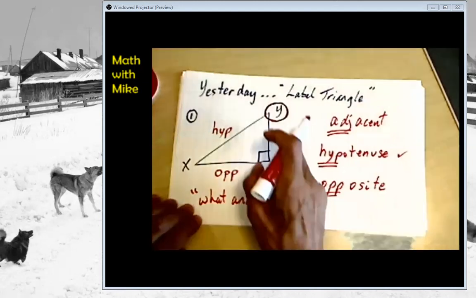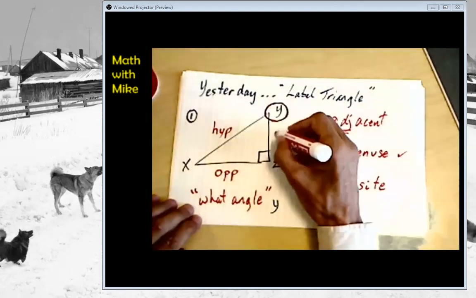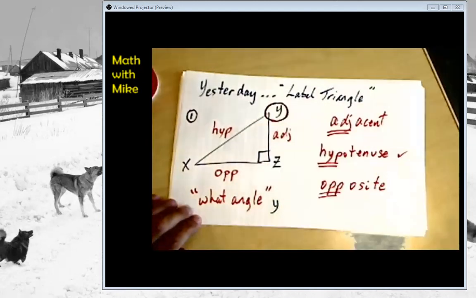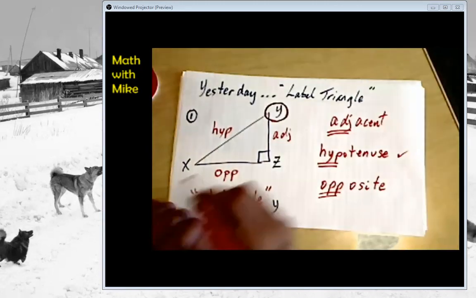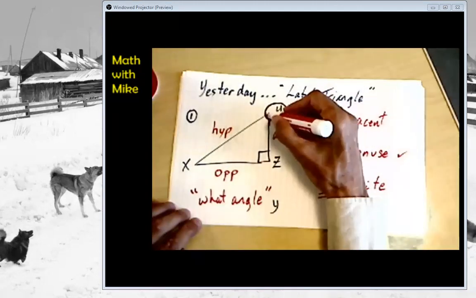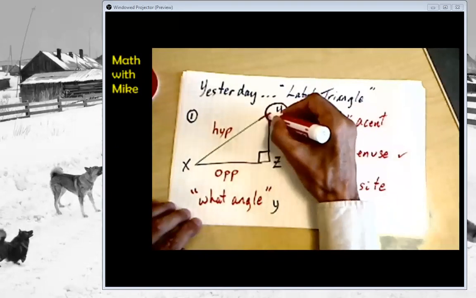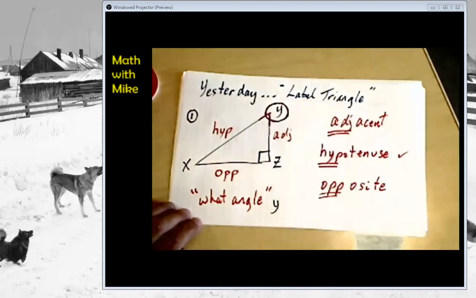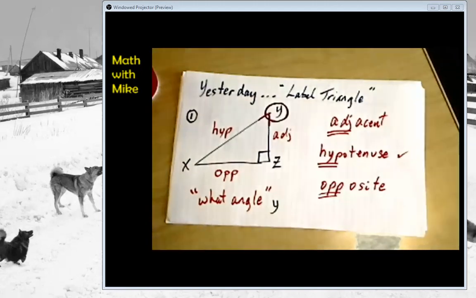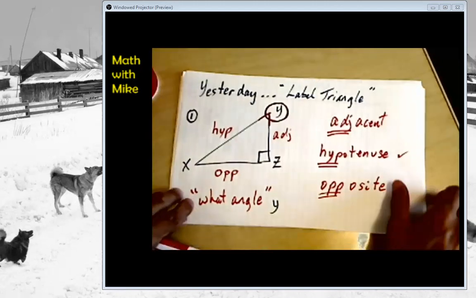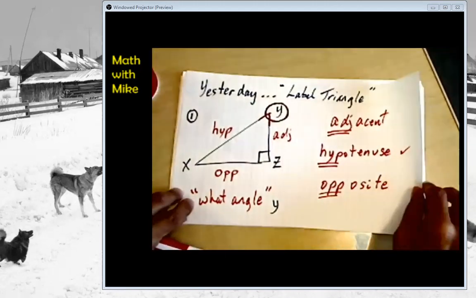And that means the last one, adjacent. Adjacent is that one there, yeah. Because the adjacent and the hypotenuse always make the angle that we're looking at. Okay, so that's special.